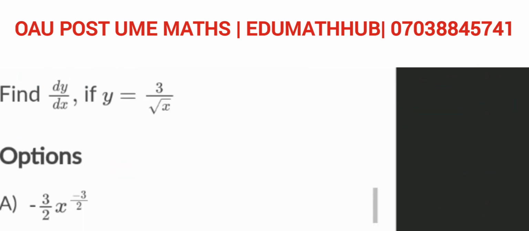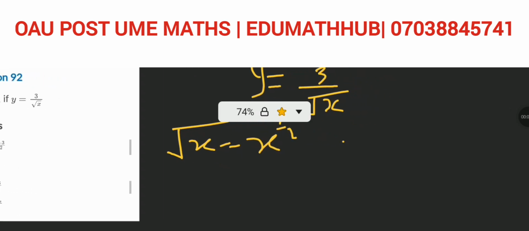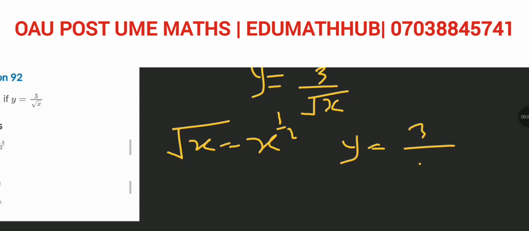So we have a question here. We have to find dy/dx if y is equal to 3 over the square root of x. I've written the question here real quick for you. The first thing to do is to express the square root of x in index form. When you have the square root of a number, you can easily write it as that same number raised to the power half. So instead of writing square root of x, I'm going to write y equals 3 over x raised to the power 1 over 2.